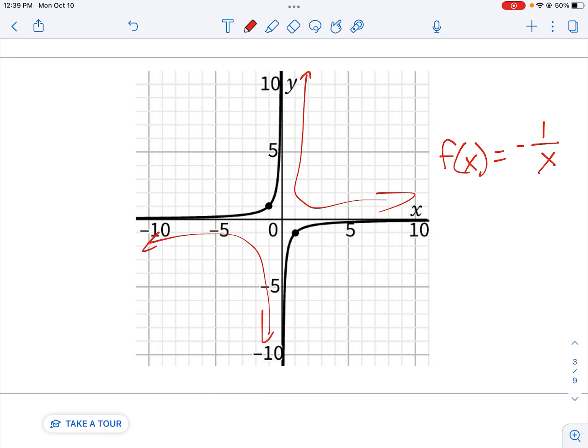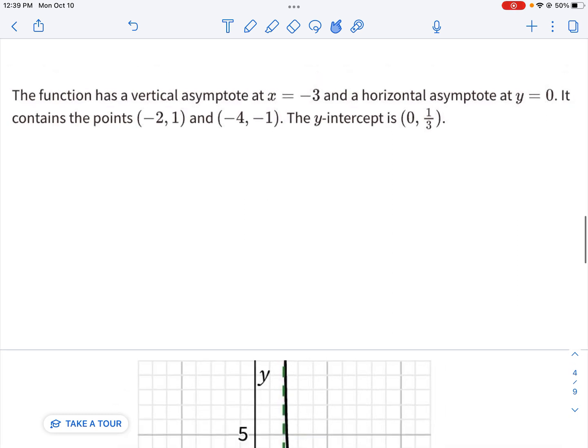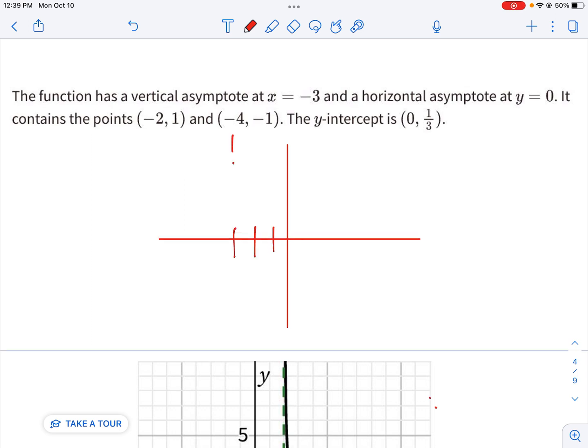So let's see, what is our next one here? Let's see what we can come up with. The function has a vertical asymptote at x equals negative 3 and a horizontal asymptote at y equals 0. So we're asked to find this equation here. All right, so let's see, what do we know? I don't have the graph paper up, I don't know why that disappeared. So x at negative 3, a vertical, and again, we'll dash those in. And at y equals 0, so right here. And it has the points (negative 2, 1) and (negative 4, negative 1). And the y-intercept is (0, 1/3).